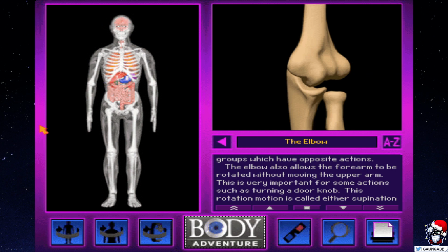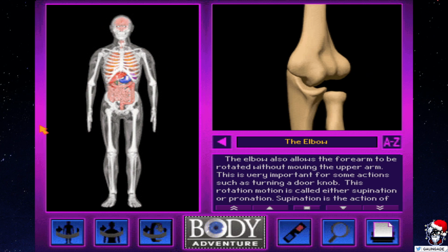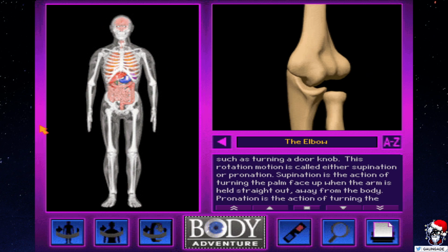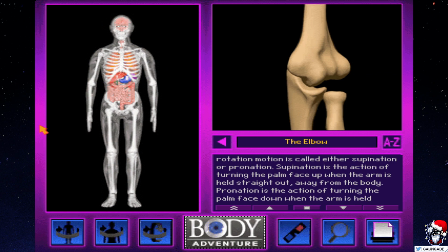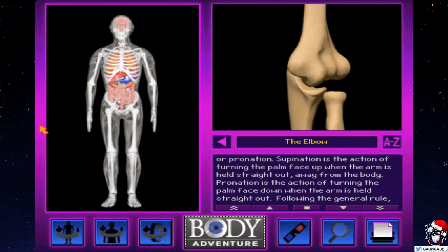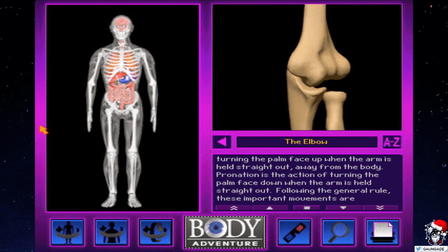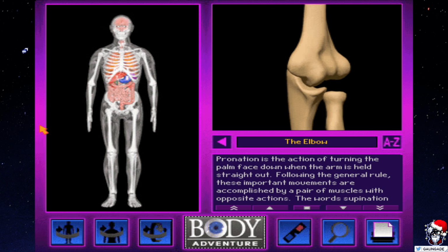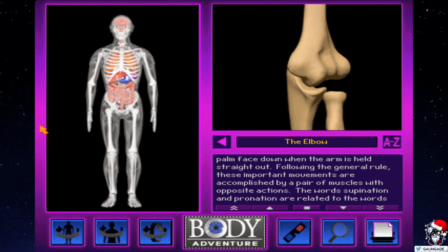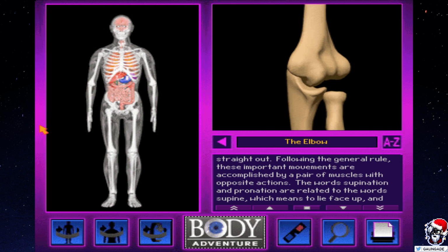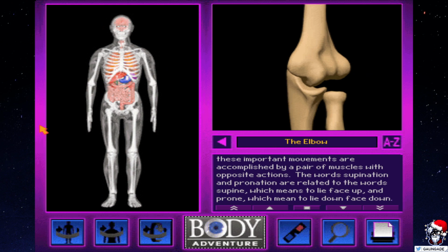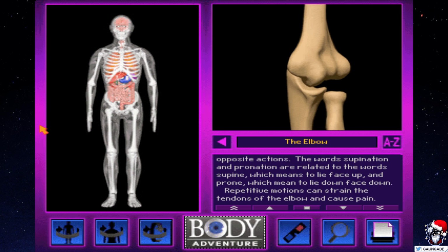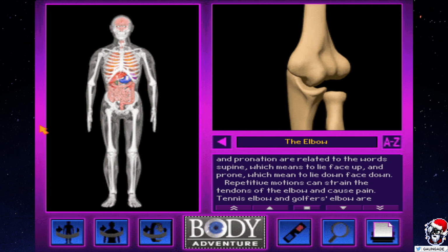This is very important for some actions, such as turning a doorknob. This rotation motion is called either supination or pronation. Supination is the action of turning the palm face up when the arm is held straight out, away from the body. Pronation is the action of turning the palm face down when the arm is held straight out. Following the general rule, these important movements are accomplished by a pair of muscles with opposite actions. The words supination and pronation are related to the words supine, which means to lie face up, and prone, which means to lie face down.